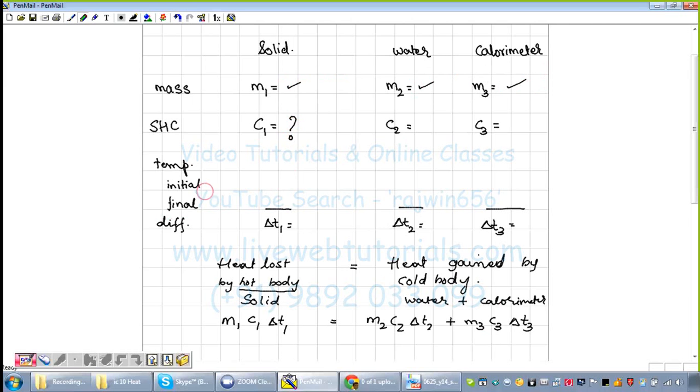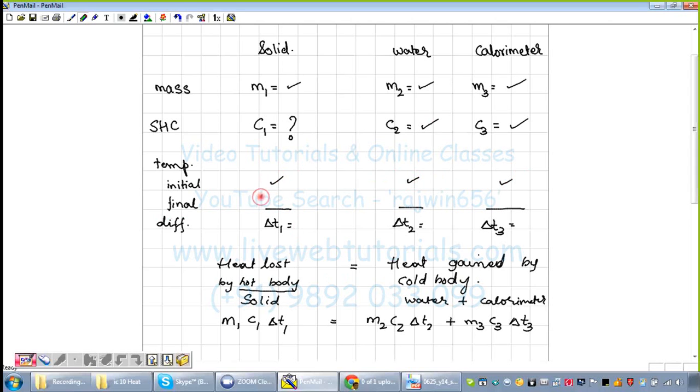We don't know the specific heat capacity of the solid. Specific heat capacity of water is given, that is 4.2 joules per gram degrees Celsius. This calorimeter is made up of copper, so its specific heat capacity will be 0.39 or 0.4 joules per gram degrees Celsius. Initial temperature will be measured of solid and also separately initial temperature of water and calorimeter.